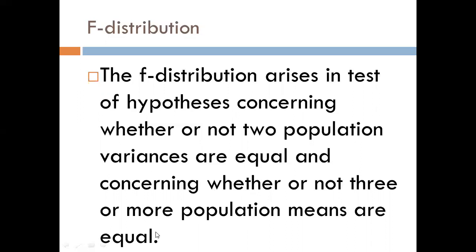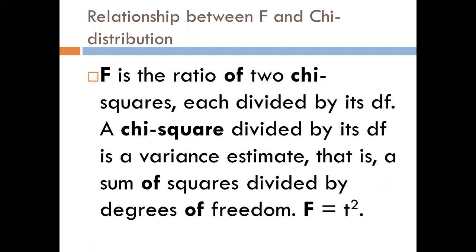So F distribution is used to check the equality of two variances and whether or not three population means are equal or not. Relationship between F and chi-square distribution: F is the ratio of two chi-squares. F distribution is the ratio of two chi-square distributions, each divided by its degrees of freedom. When we divide two chi-square distributions by their degrees of freedom, then we get what is called an F distribution.